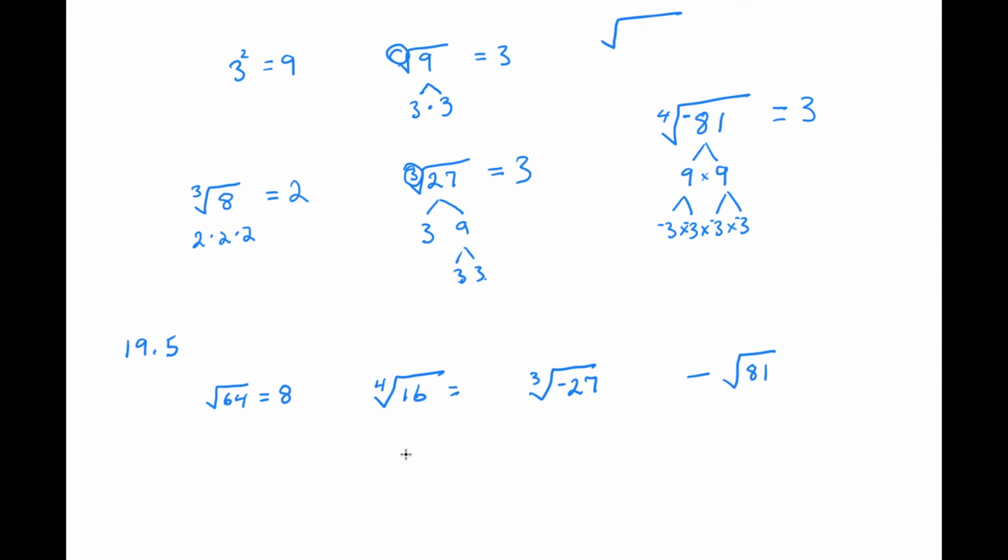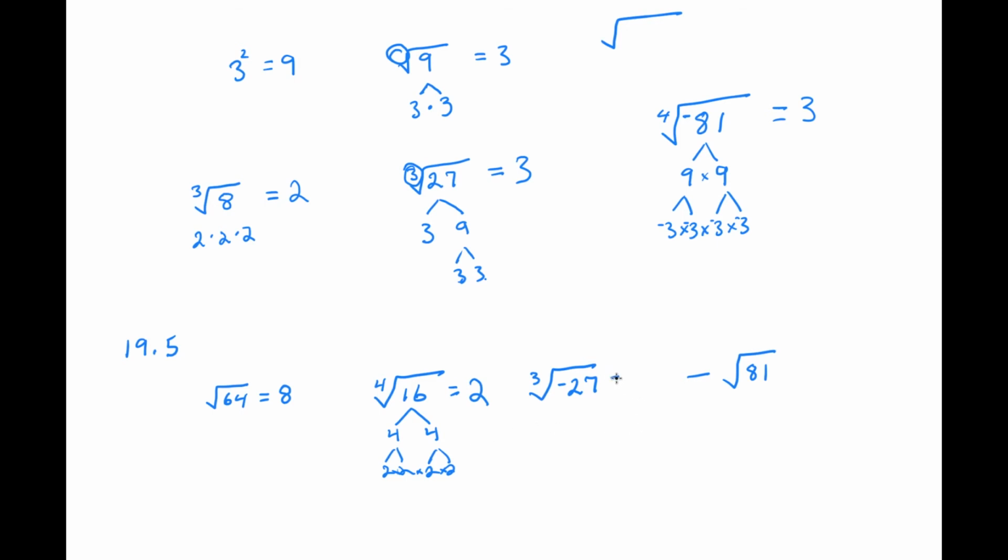We need to get 4 identical factors that give us 16. So let's factor this out. We know that 4 times 4 is 16. And that's a 4, but that's not what it's asking for. It's asking for 4 identical factors. Well, we know that 2 times 2 is 4, and we can do that all the way across. So that's 1, 2, 3, 4 identical factors, so the answer is 2.